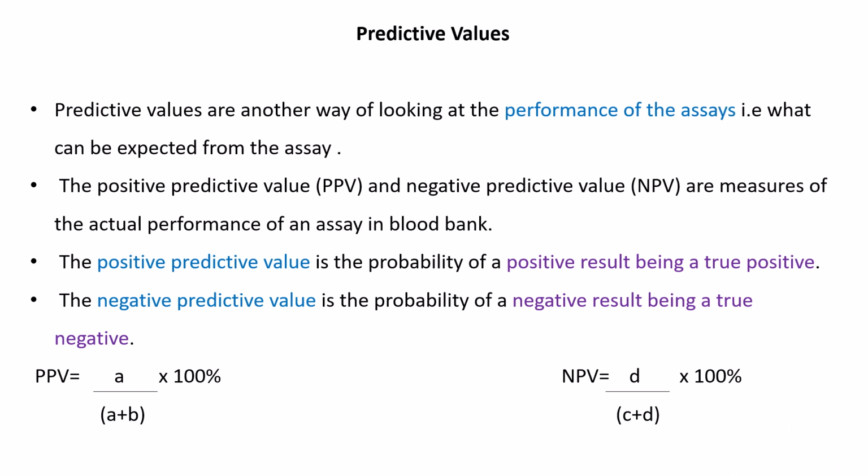Predictive values. Predictive values are another way of looking at the performance of the assay, that is, what can be expected from that assay. The positive predictive value and the negative predictive value are two measures of how the actual assay in a blood bank is performing. The positive predictive value shows the probability that a positive result is a true positive, and the negative predictive value is the probability that a negative result is a true negative. Again, it is calculated in the same way.